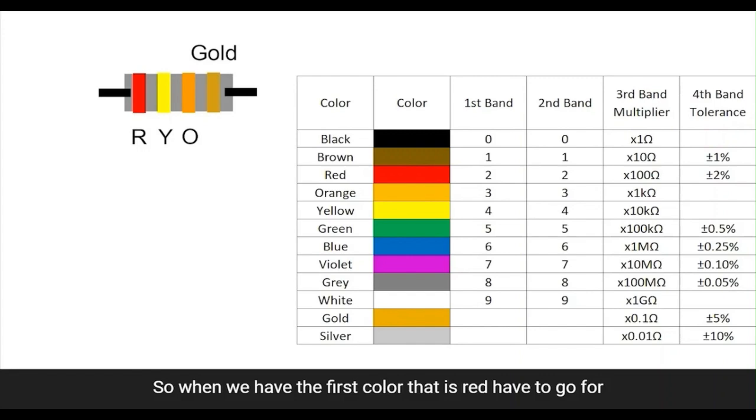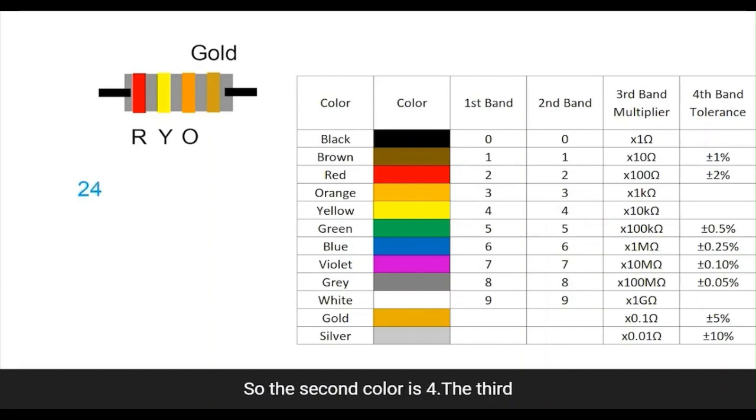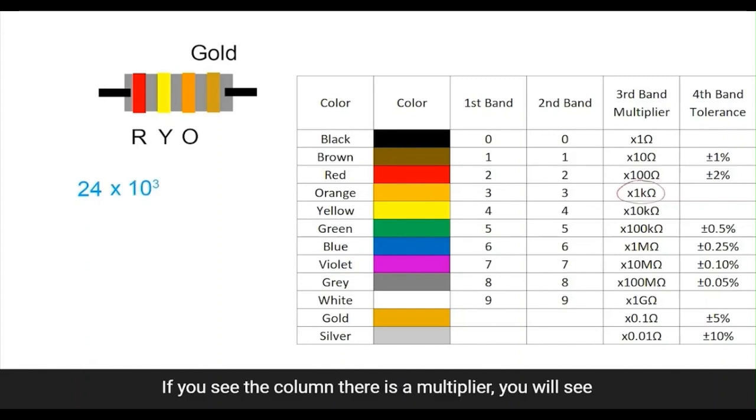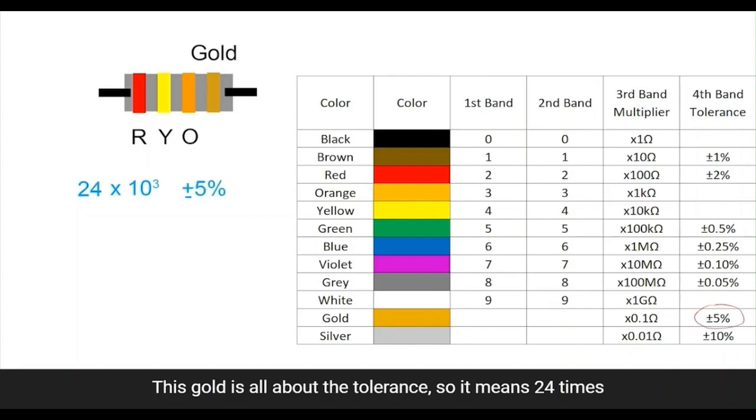So when we have the first color, that is red, we have to go for the corresponding number, that is 2. And the second color, that is yellow, similarly, we have to go to the table and look at the value there. So the second color is 4. The third is the multiplier. If you see the column there, the multiplier, you will see a value of 10 to the power 3. So we have to multiply 24 with the multiplier, that is 10 to the power 3. This gold is all about the tolerance. So it means 24 times 10 to the power 3.